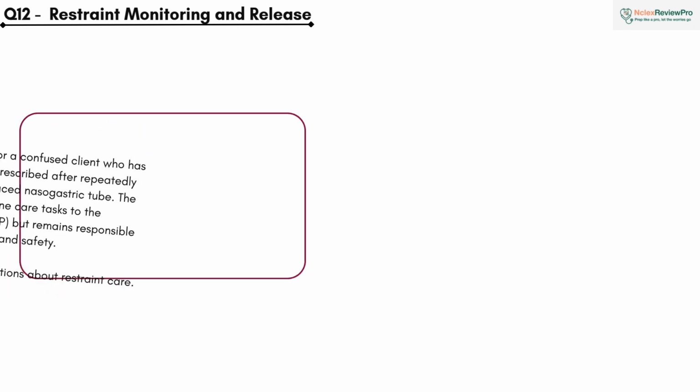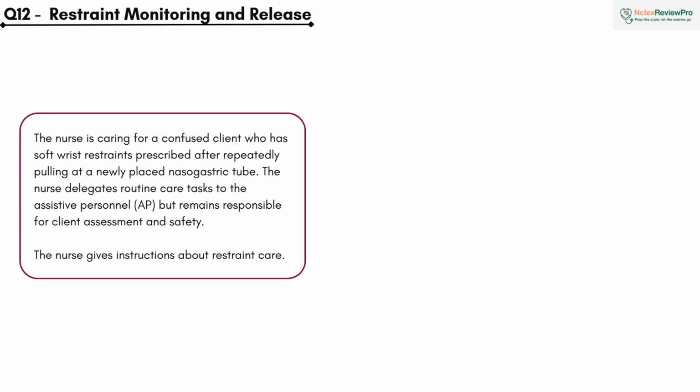Question 12. NGN type drop-down cloze, restraint monitoring and release. Clinical scenario. The nurse is caring for a confused client who has soft wrist restraints prescribed after repeatedly pulling at a newly placed nasogastric tube. The nurse delegates routine care tasks to the assistive personnel, or AP, but remains responsible for client assessment and safety. The nurse gives instructions about restraint care, and the question is asking you to complete each statement by choosing the correct option from the drop-down menu.